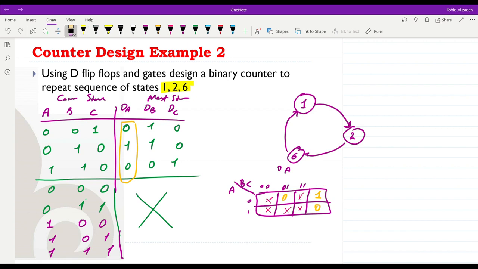Just make this clear. Here we have 1, 0. Okay, then we can easily find the expression for DA. We can combine this 1 with any of its adjacent minterms. I can pick this one, so DA will be equal to not A and B. So not A and B will be the expression for my DA.